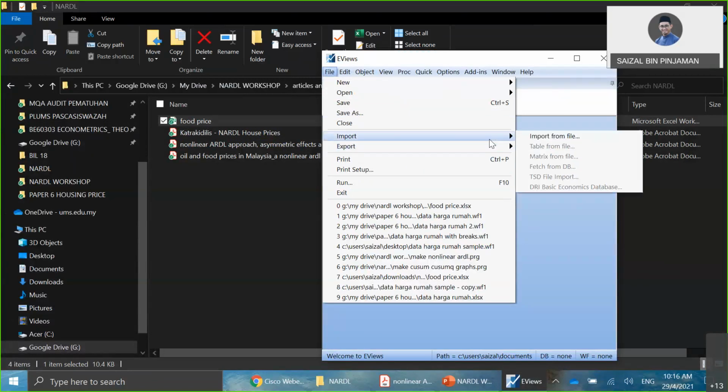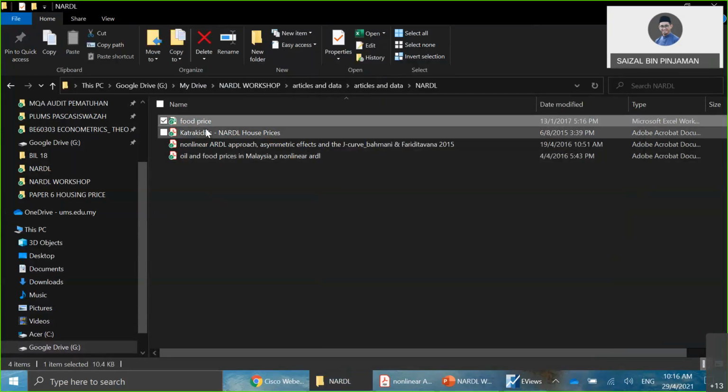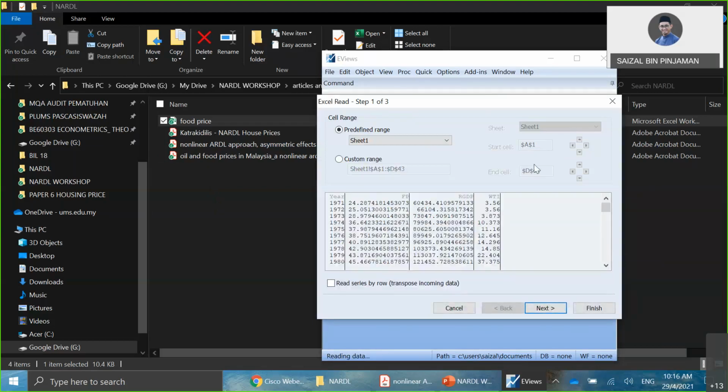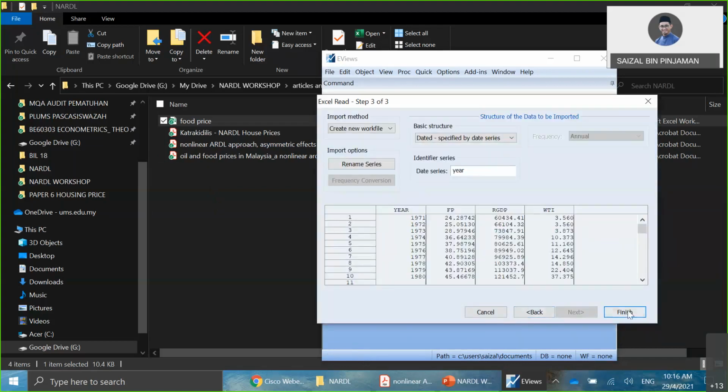Sorry, import file, not export. Yeah, import file. Sorry for that. Or you can also simply click the file that you want to import, and then drag it into EViews and drop the file there. And then you can choose next, next. Hope that you can see the screen clearly. And then here, just click finish.